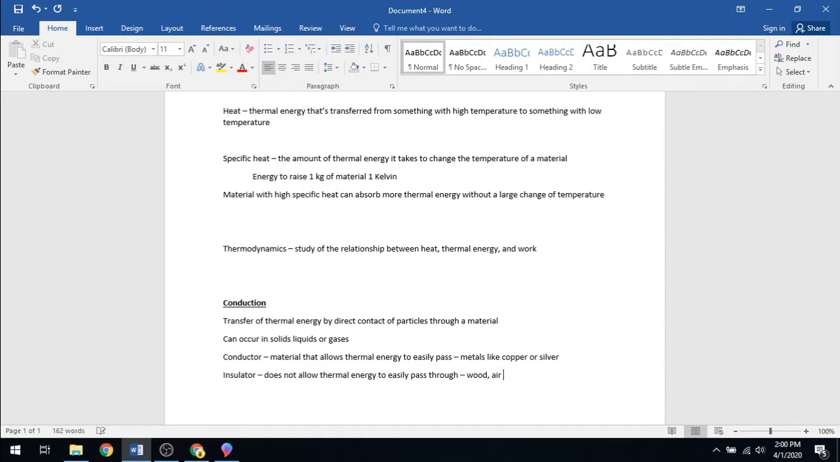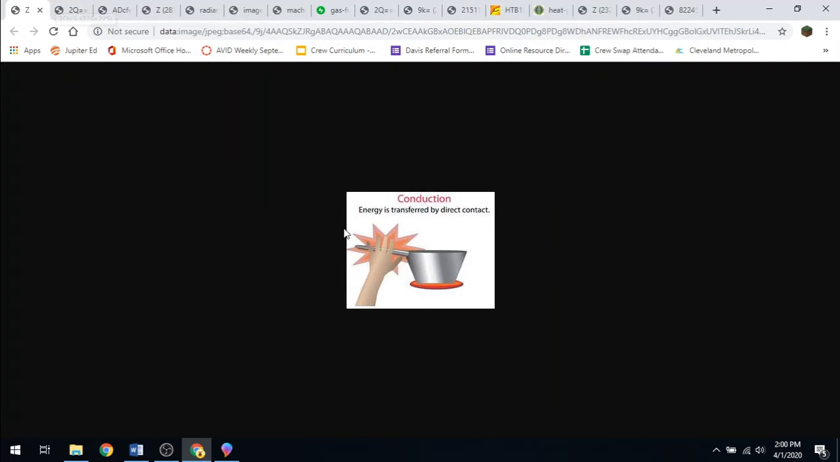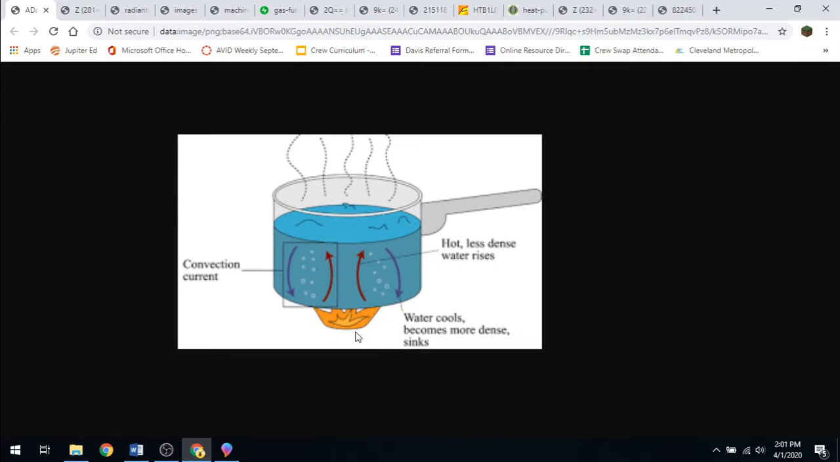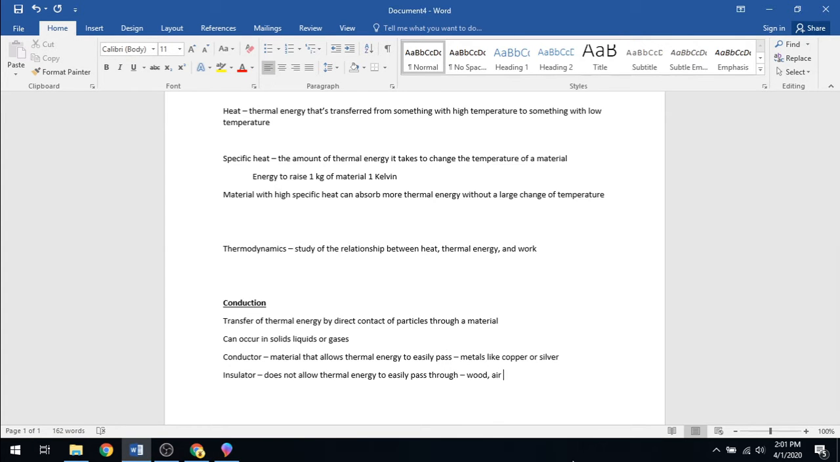Air is also an insulator. You can be in the same room as a boiling pot of water and you're not going to get burned as long as you keep yourself away from it. So conductor, metal; insulator, wood spoon. Those are really good to cook with because the wood spoon's not going to get heated up.